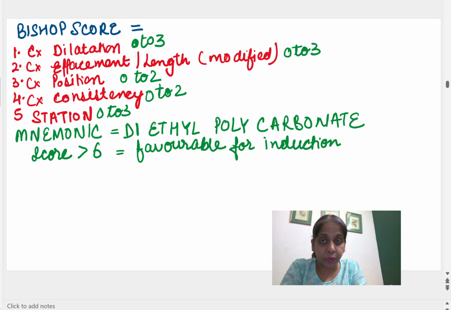Okay, so now we will measure all these things and accordingly we give the score, right? Now for dilatation, the score is given as 0, 1, 2, 3. How is the score of effacement given? 0, 1, 2, 3.